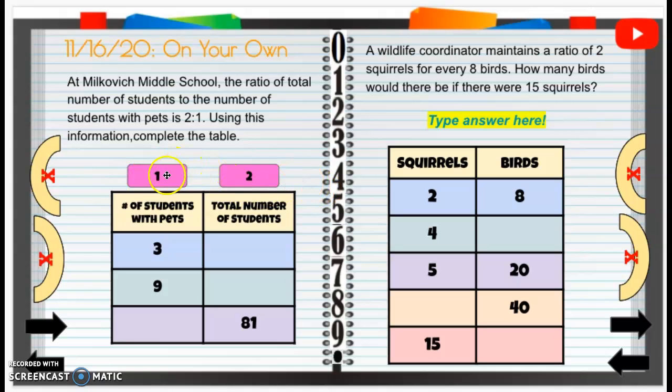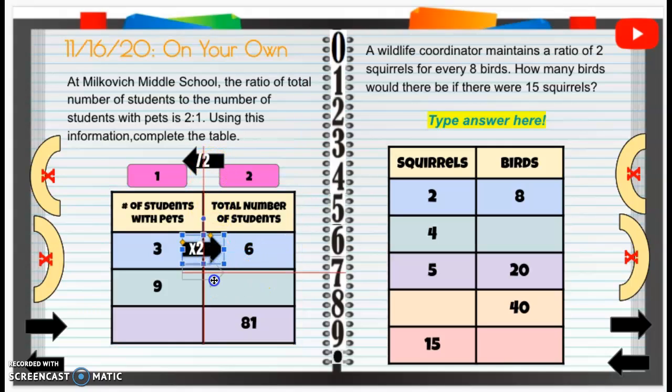Now, can I get from 1 to 2? Sure. How do I get from 1 to 2? Well, I multiply by 2. So now the opposite, or the inverse of multiplying by 2, is dividing by 2. So 2 divided by 2 is 1. All right, let's use our arrows here. 3 times 2 is 6.